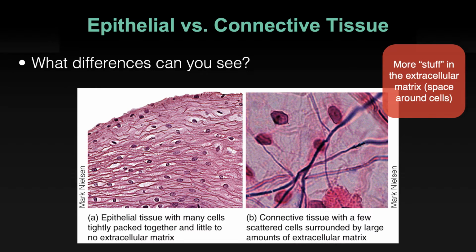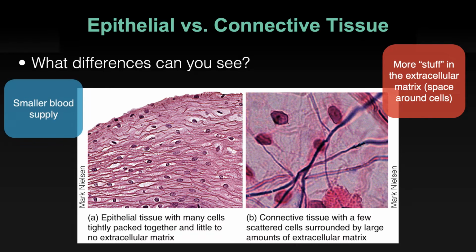And that space has a special name. It's outside of the cell, so it's extracellular. And that stuff makes up the scaffolding, so we call it a matrix. The space around the cells is the extracellular matrix. So the orientation, the distribution of cells, wildly different.